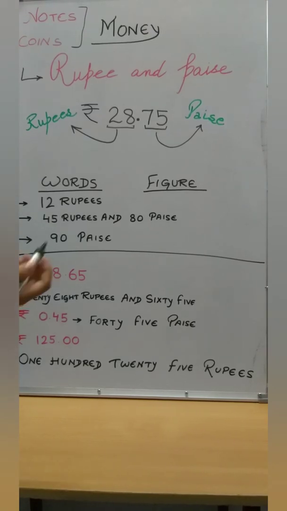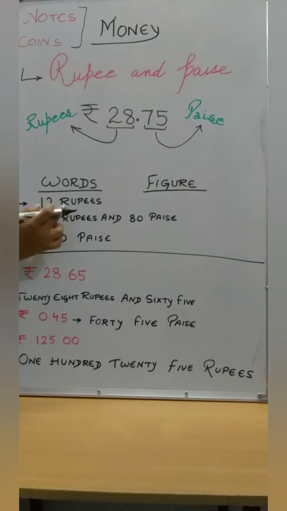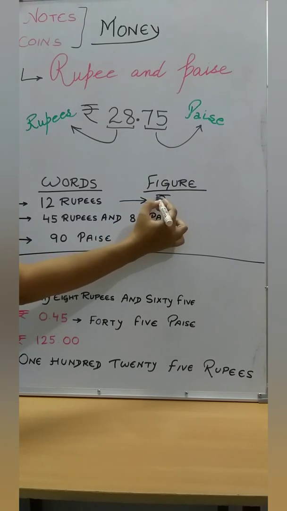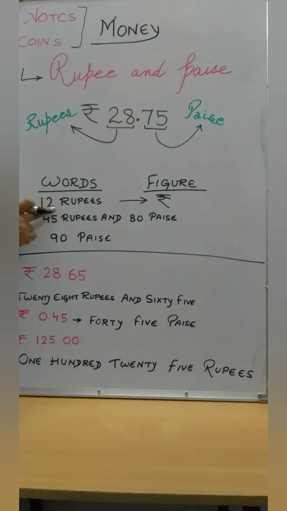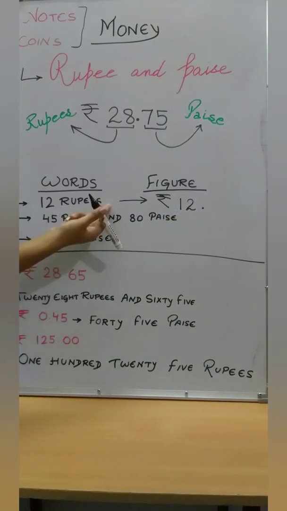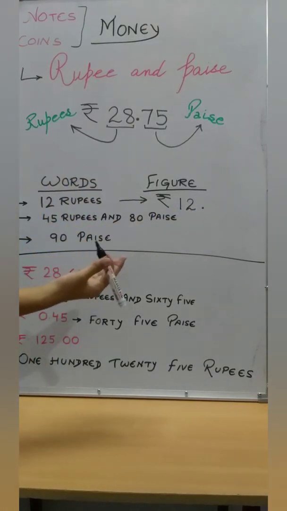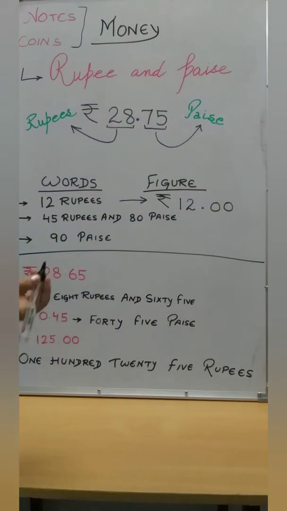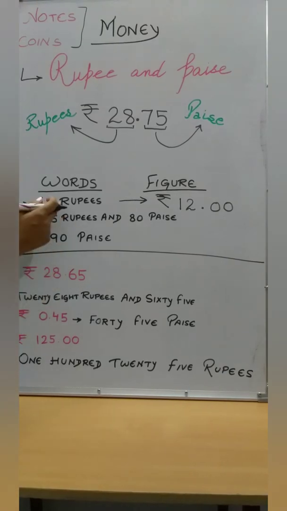So let's see. Here we have this symbol for rupees. In this example, 12 rupees is written. First of all we have to put the symbol of rupees. Now 12 rupees means before this dot we have to write 12. And here paise is not written. It means 0 paise, so after the dot we will write 0, 0. So it is 12 rupees.